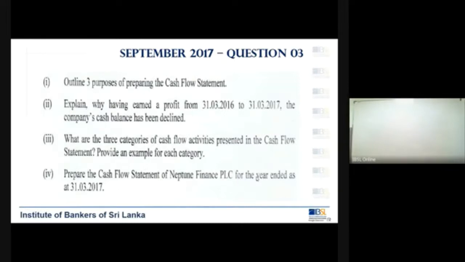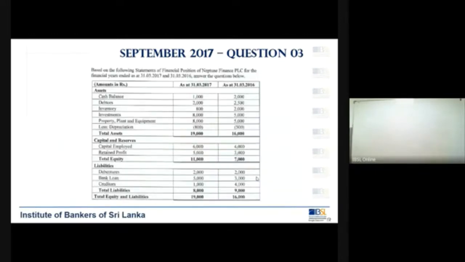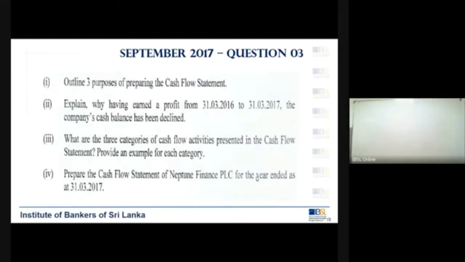Okay, let's look at them one by one. This is the information that they have given, but look, the first 3 questions are only theory. Only the last part is what you have to worry about. Let's see. Outline 3 purposes of preparing the cash flow statement. So they want you to understand and write what could be 3 purposes. You can talk about more and more, but let's stick to 3 purposes of preparing the cash flow statement.